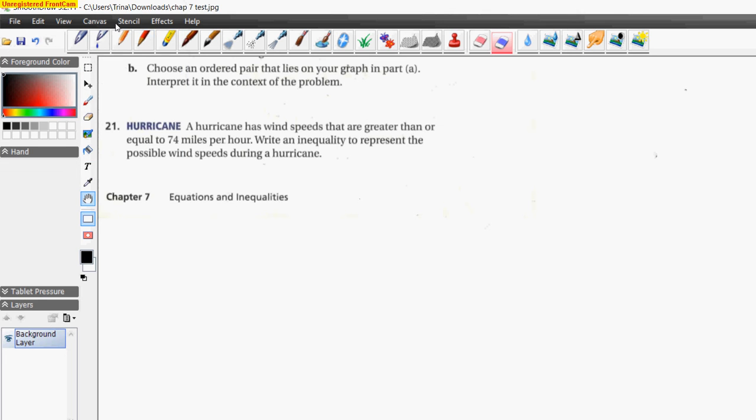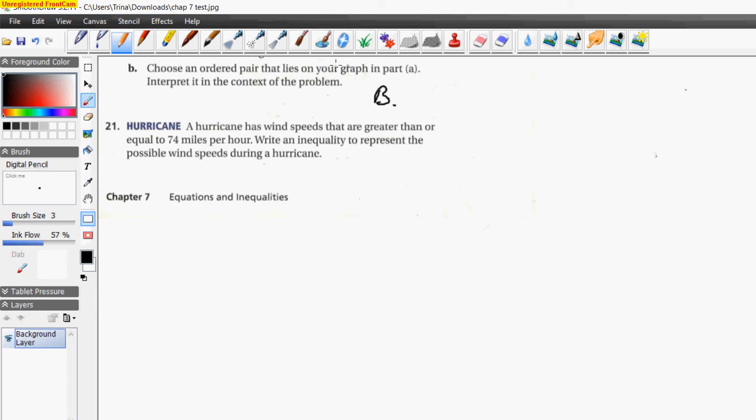Okay, let's go now to B. We're still on number 19. It says to choose an ordered pair that lies on your graph. So we already looked at the actual graph. We know what happens. We had 1 and 30 as far as the graph was concerned, so that basically means we're going to choose that.